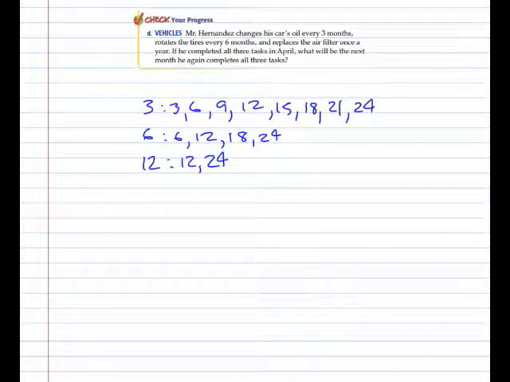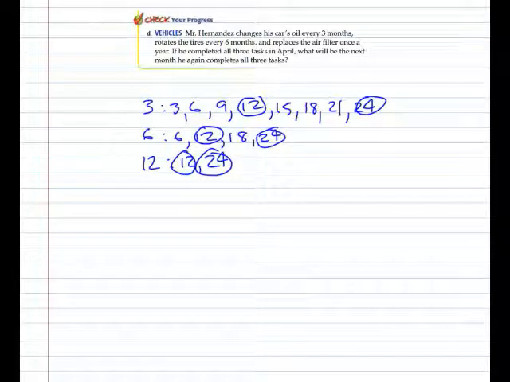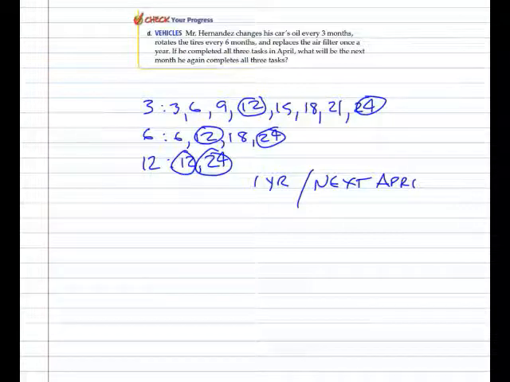If he completed all 3 tasks in April, which is the next month he will complete all 3 tasks again? Well, let's see, what do we got for common multiples? We've got 12, and we've got 24. So the next time he will complete all 3 tasks again is 1 year from now, or next April.